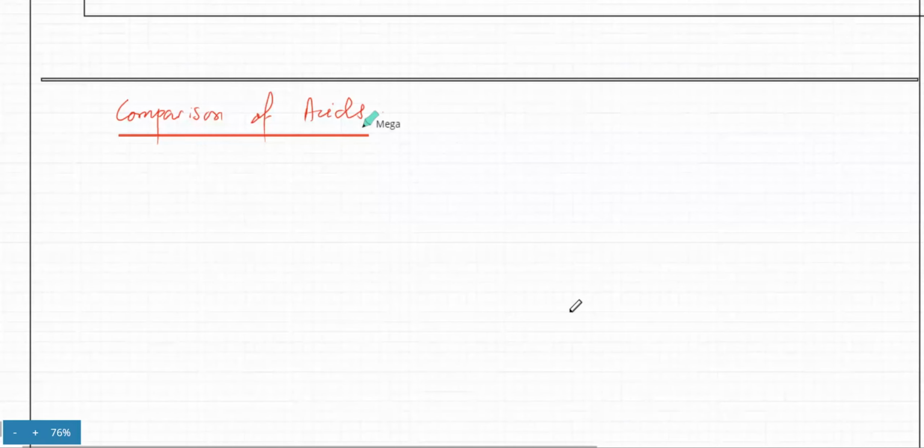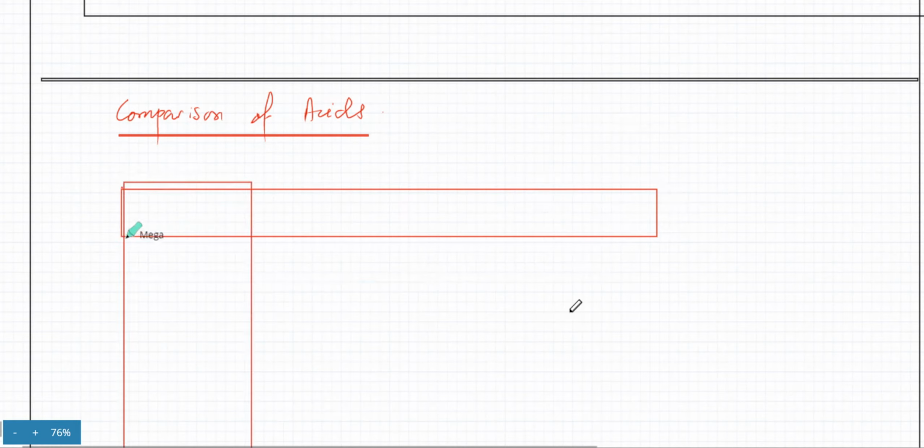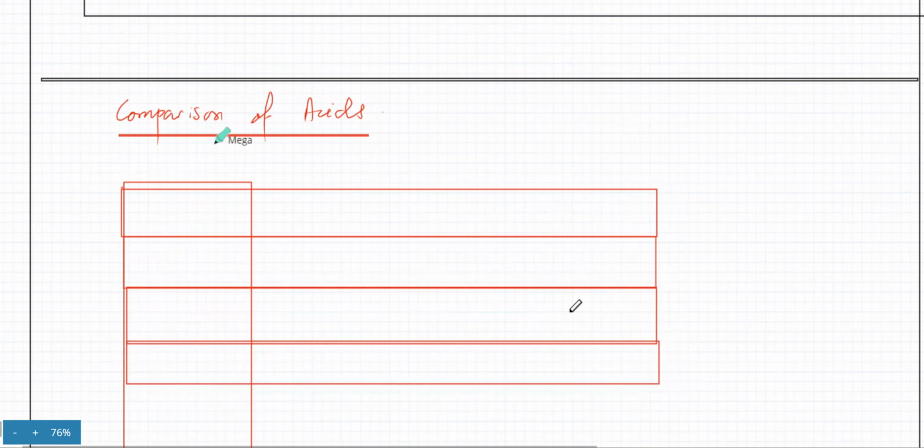So right at the beginning, I'm going to make a table, and we'll talk about comparison of acids. There are three types of compounds that are considered acidic. So this is the first column. Okay, that should be sufficient.